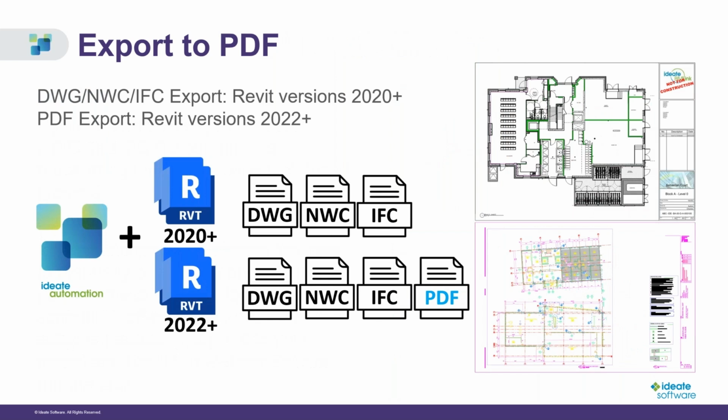For the export to PDF, I just wanted to let you know that this is supported for Revit 2022 and forward. This is because we're using the built-in PDF writer that was introduced in Revit 2022. However, all the other export workflows work for Revit versions 2020 and above. Keep that in mind if you're running this export to PDF script.